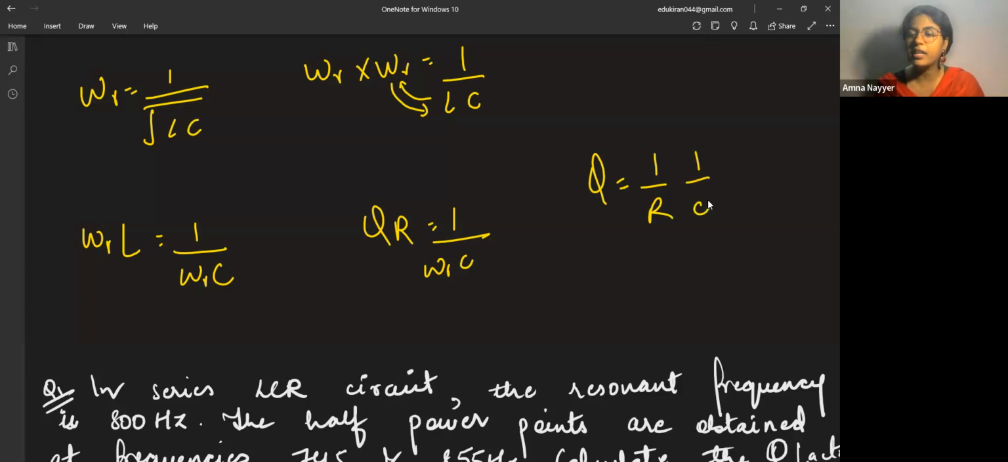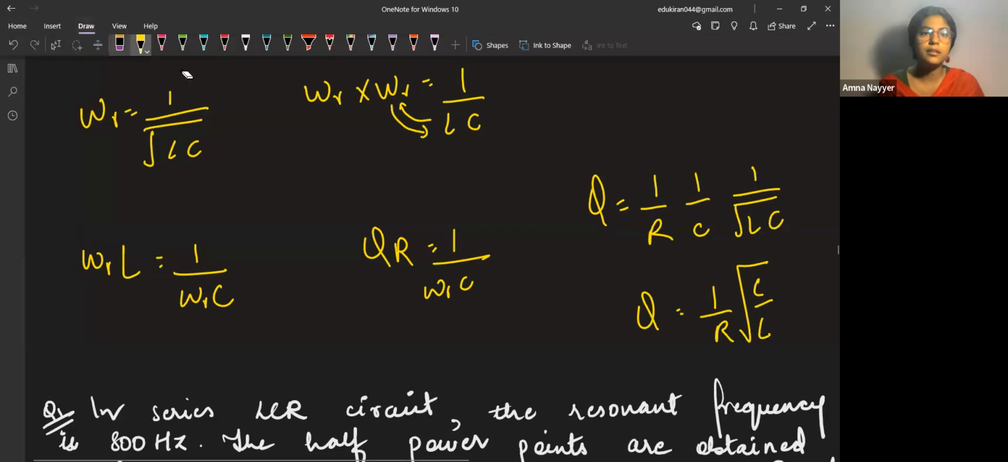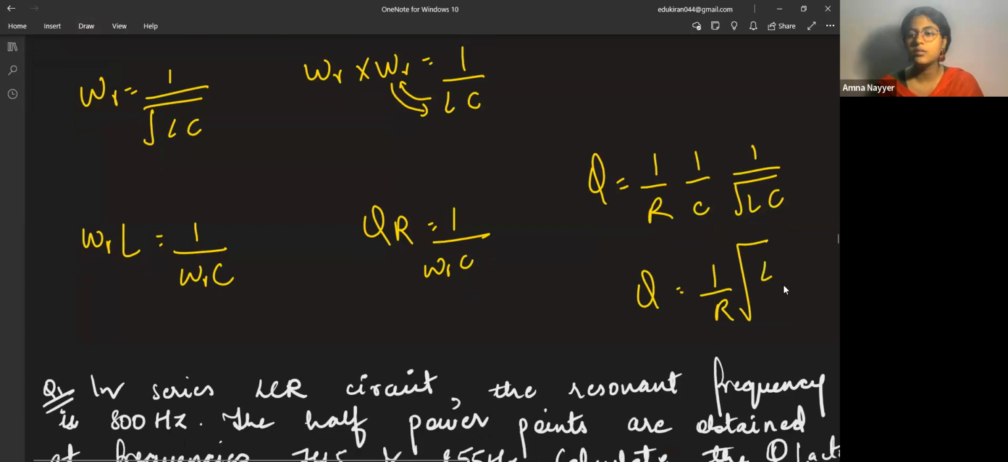If we have 1 by C over here and 1 by under root LC, then C can be rationalized and it will go up in the numerator. So it will become C by L. Sorry, L by C, not C by L. After rationalization, this will become L by C. So this is the formula, Q is equal to 1 by R under root L by C.